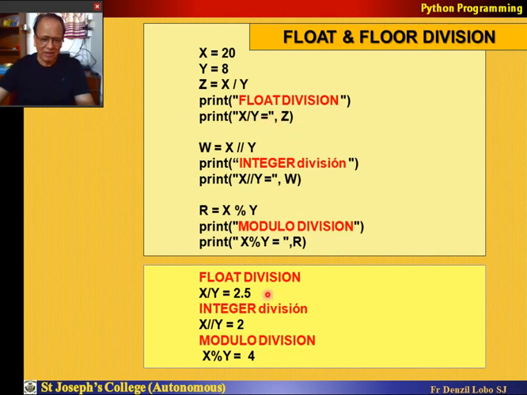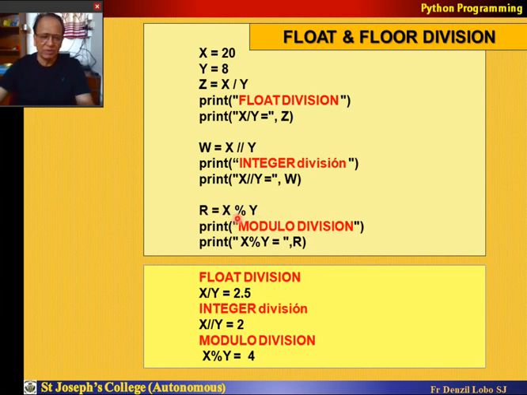The answer here is 2.5. So 20 divided by 8 is going to be 2.5. Similarly here, w is equal to x double forward slash y. This is integer division. It will give you only the integer part. As you see, 20 divided by 8 will give you only 2.